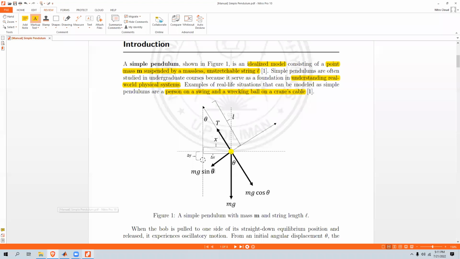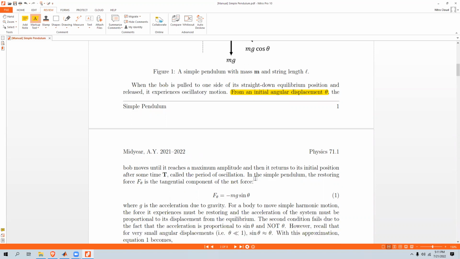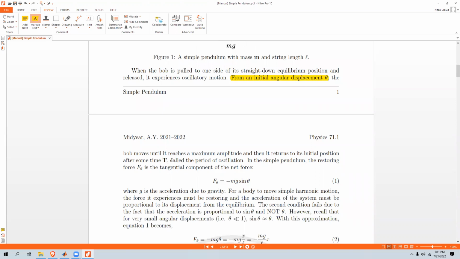Going back to our manual, when the bob is pulled to one side of its straight down equilibrium position, it will experience oscillation motion. When you displace the bob, you are displacing it with an angular displacement, theta. The bob will move until it reaches a maximum amplitude, and it will then return to its initial position after some time t, called the period. Again, the period is the time needed for the pendulum to move back to where it came from and not just an end-to-end time.